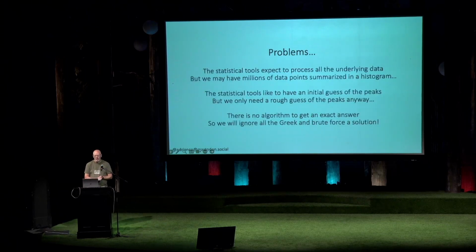The statistical tools for doing this expect you to have the underlying data and to run it through that algorithm I showed you. But quite often you've got millions of data points. If you've got a really high throughput website, you've got millions of requests coming in and you've just got the histogram. The underlying data is too much. And even if you do have the underlying data, it turns out the tools want a first guess at the peaks anyway for the algorithms to work.